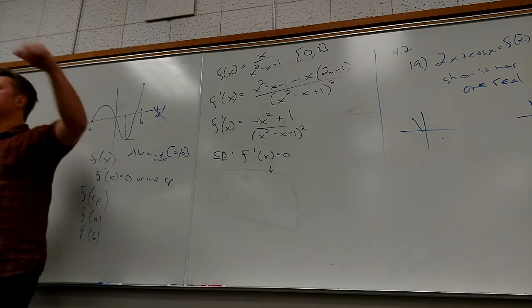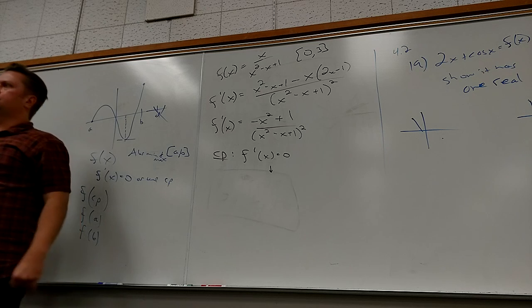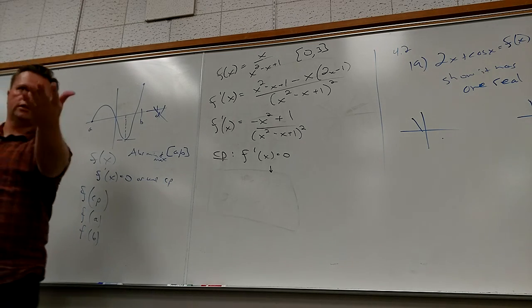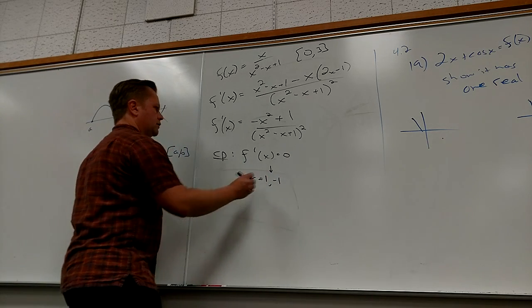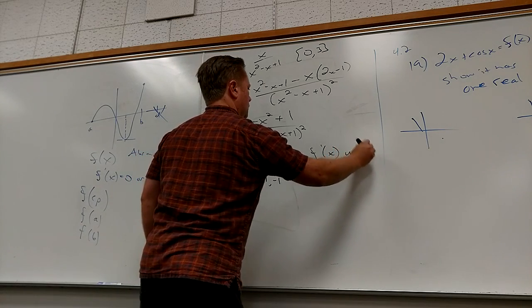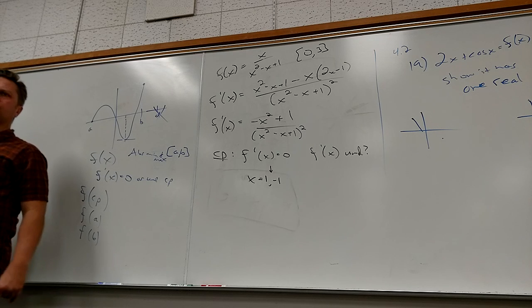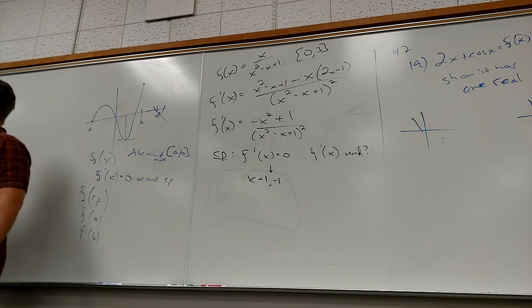Yeah, when the top is 0, 1 minus x squared, difference of squares, or whatever you want to look at it as, what two things do you get? 1 and negative 1. So at x equal 1 and negative 1. When would this thing be undefined? If the bottom were 0. Anybody see why I don't have to do any work for that? I know it can't be 0. At least not with real numbers.